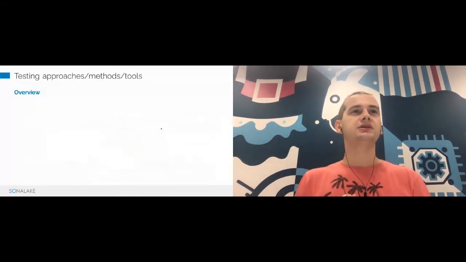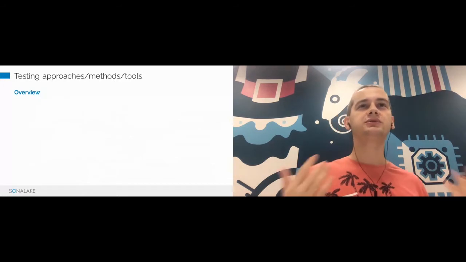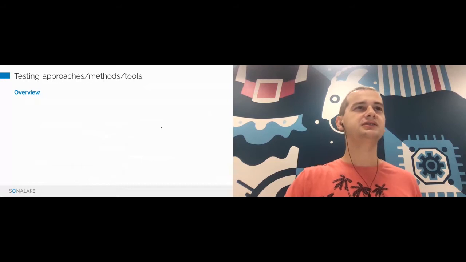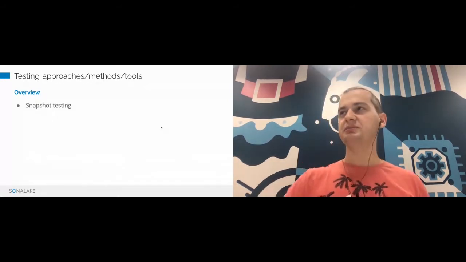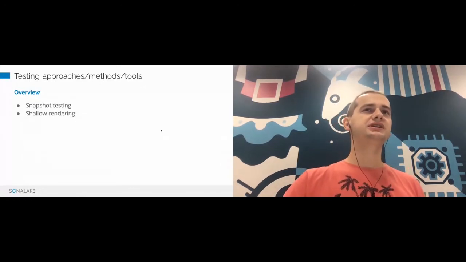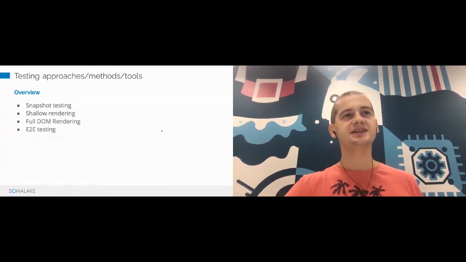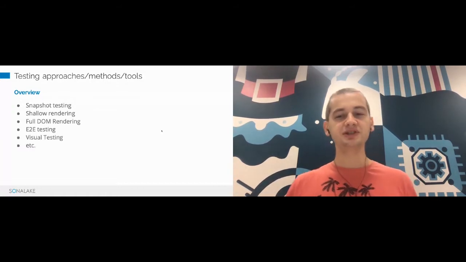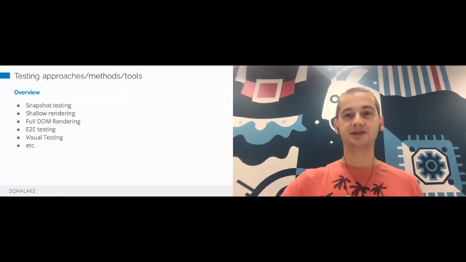So how do we try to test? What tools, approaches and methods do we have when we talk about React applications? Well, we can apply snapshot testing. I believe a lot of people talk about this and use it. We can use a shallow rendering technique. We can use a full DOM rendering technique. We can use end-to-end testing. We can use visual testing. And there are some other approaches which can be applied. We're going to talk about them today.